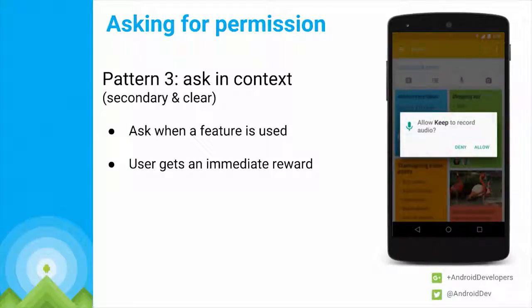So the third case is for secondary features where it's obvious why you need this permission. For example, let's pick the geotagging example that I gave you a minute earlier. If I have a photo and I select to geotag the photo and I'm asked for location permission, I wouldn't be surprised. It's obvious to me. I can see in the context that, oh yeah, I know why this permission is needed.